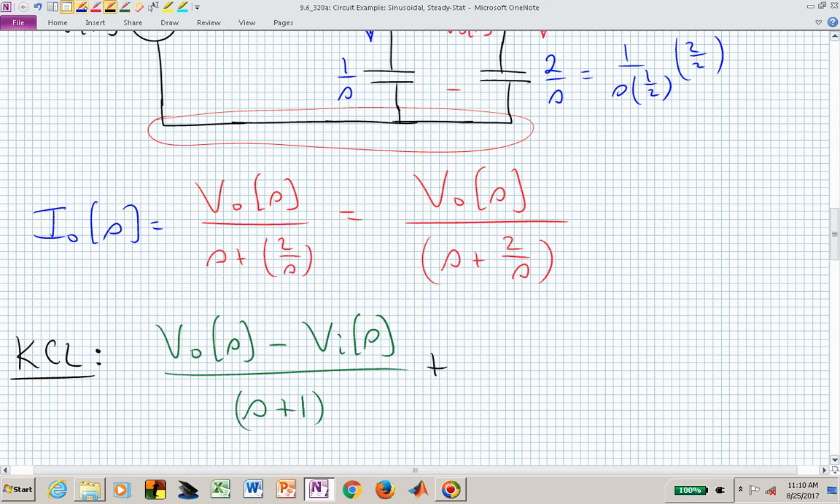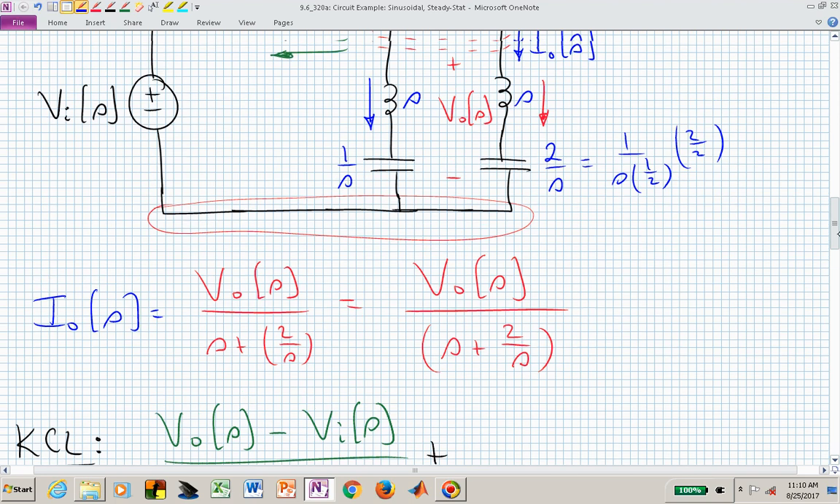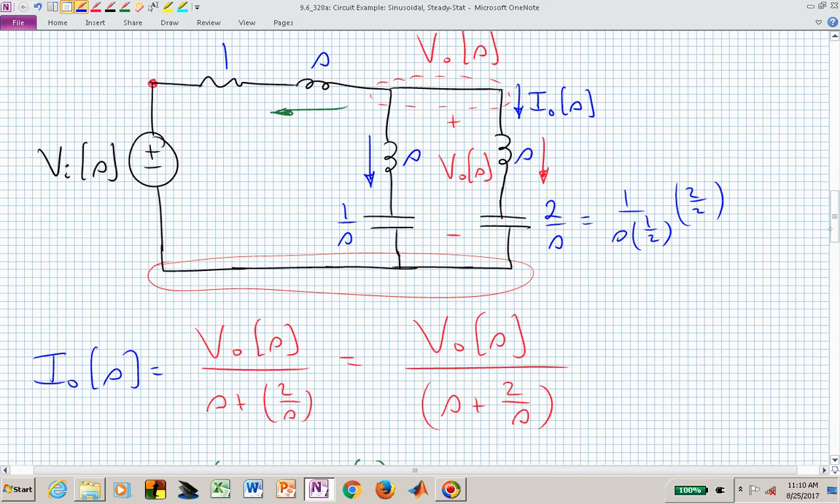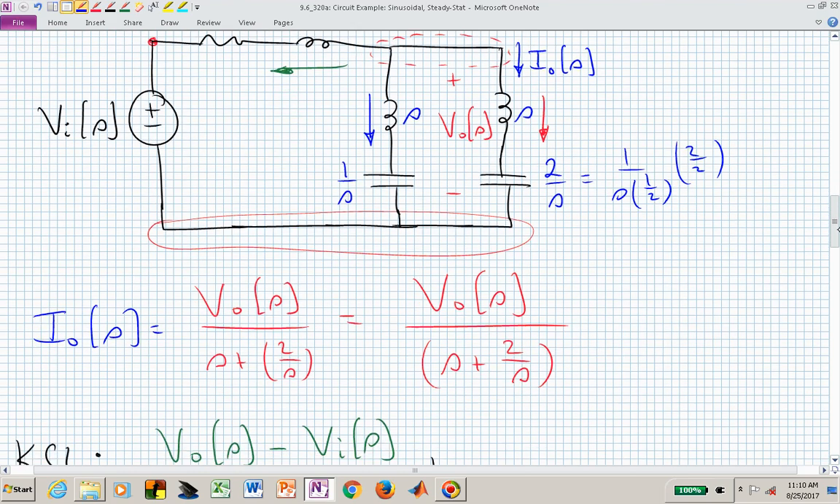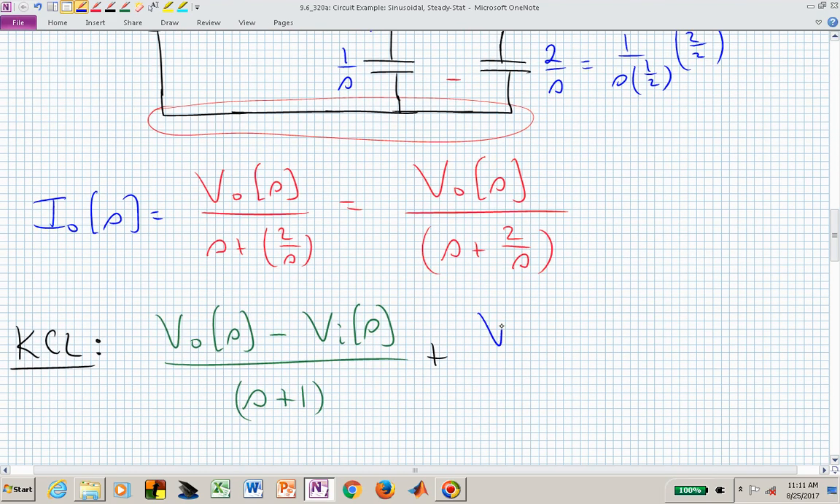What's the blue current? Well, the blue current is similar to the red current, which the red current is just I sub 0 of S. The blue current is V naught of S divided by the impedance in that middle branch or vertical branch on the left. So now we have V naught of S over S plus 1 over S.